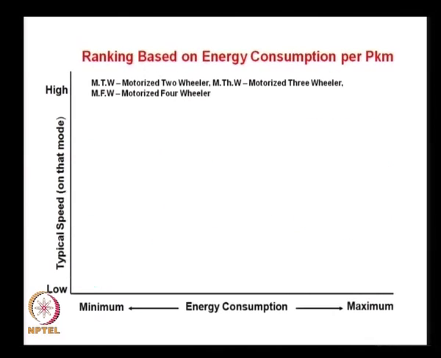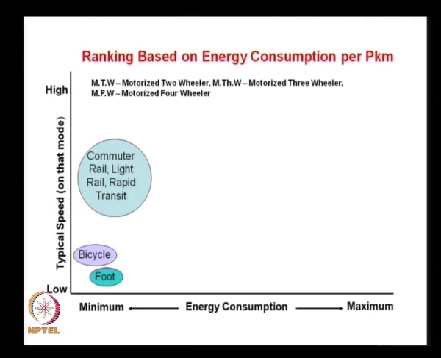Then ranking of the available modes based on energy consumption per passenger kilometer. It has been found that bicycle is the least energy consuming mode of transportation. Next comes the mode foot per passenger kilometer, then commuter rail, light rail, rapid transit. Why is rail transit less energy consuming compared to bus? Because buses are using fuels and all.